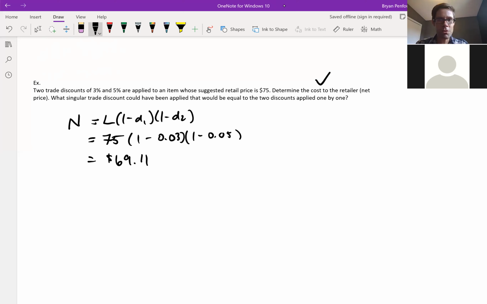So here's how I would think through the second part of this question. I would say, okay, I'm starting with a $75 item. I would like to apply one discount to that item and get to $69.11. That's how I would intuitively think about this. And then what I need to do is solve for the discount price. I need to solve for D, the discount rate, I'm sorry. So first we could divide both sides by 75.